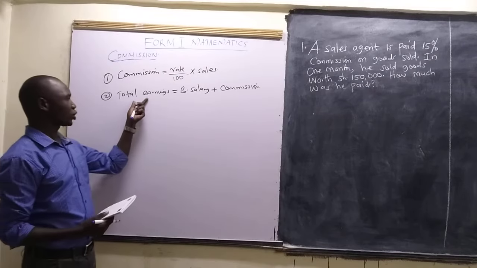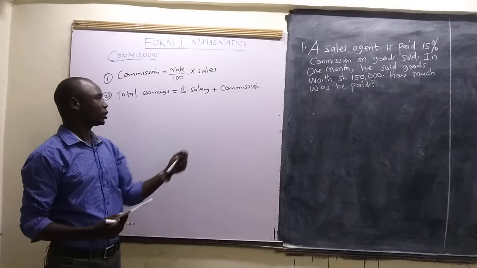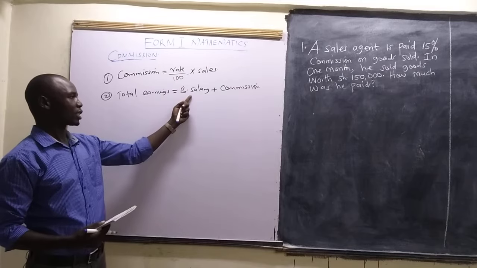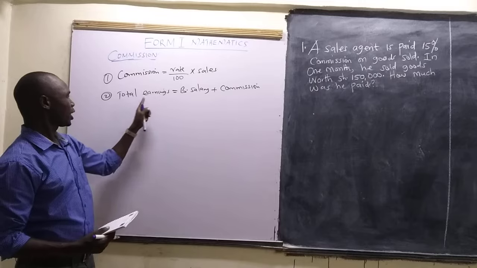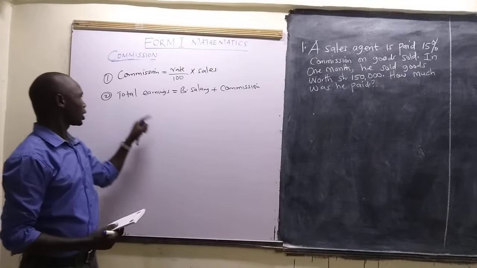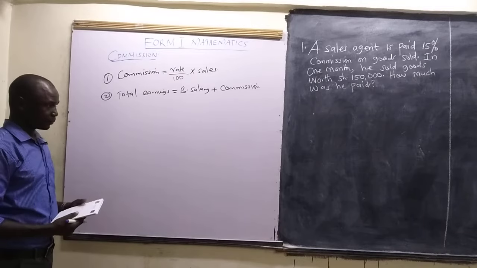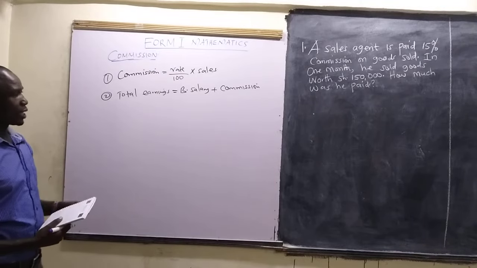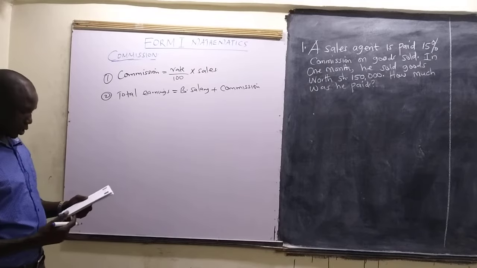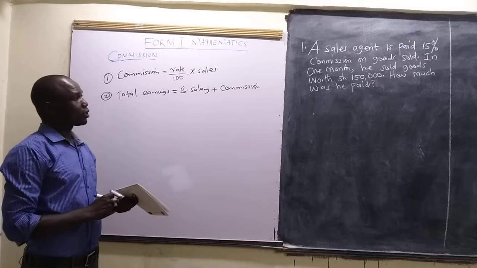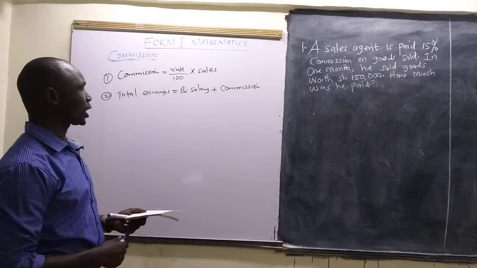That is, if you are given total earnings and the basic salary and you need commission, then total earnings minus basic salary gives commission. And in this case, if you need basic salary, given total earnings and the commission, take total earnings minus commission to get basic salary. For us to be able to understand how commission and total earnings are calculated, let us look at some few questions so that we can understand fully how these questions are done.